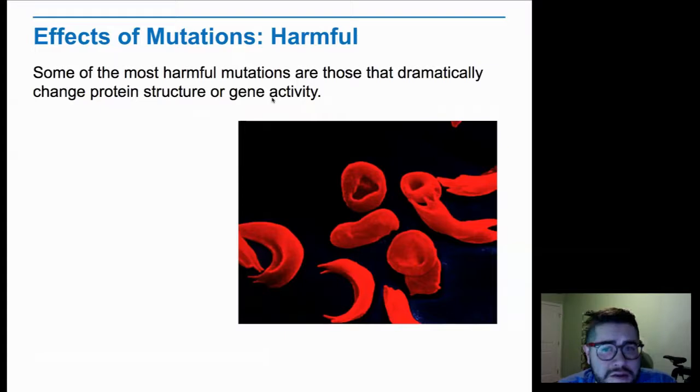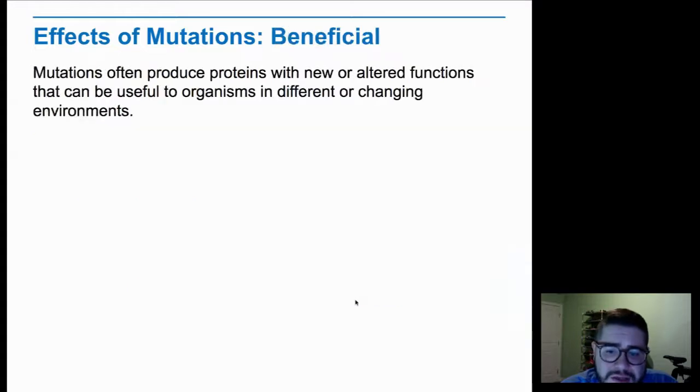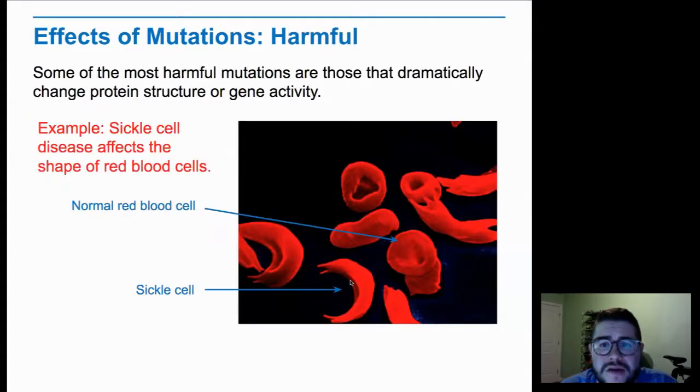And then let's just look at an effect, right? Here's an example of a mutation that dramatically changes the structure of a protein. And so this is sickle cell disease. Sickle cell disease affects the shape of blood cells. Here's a normal blood cell, and here's a blood cell that has sickle cell disease.